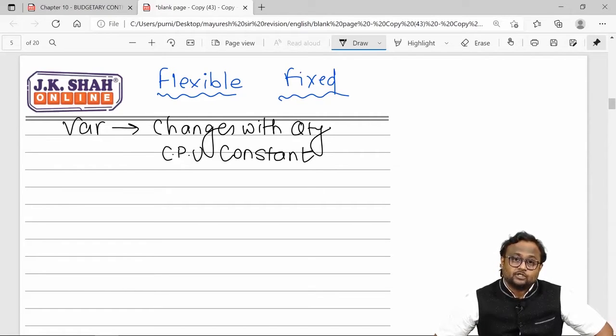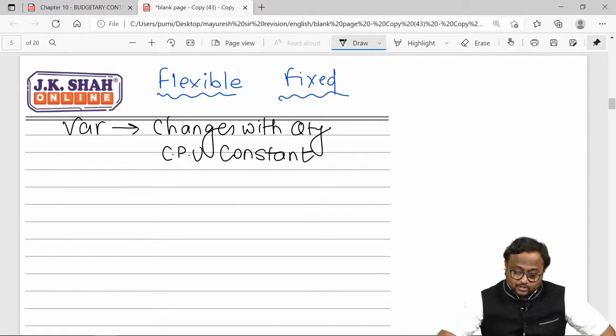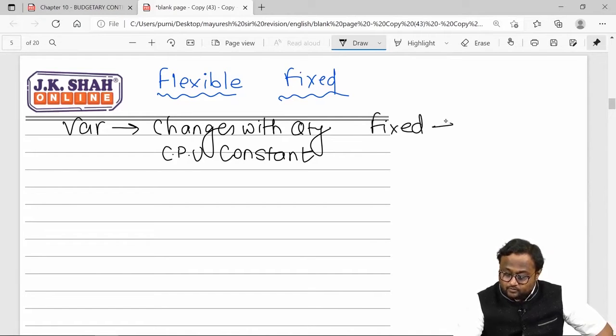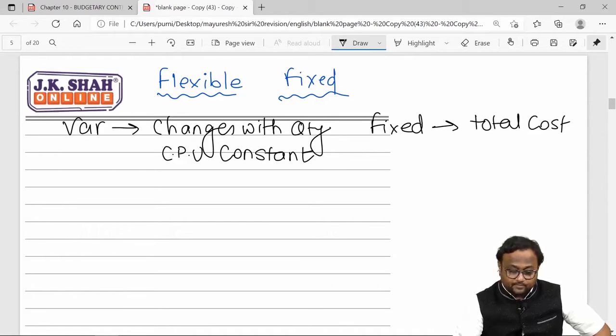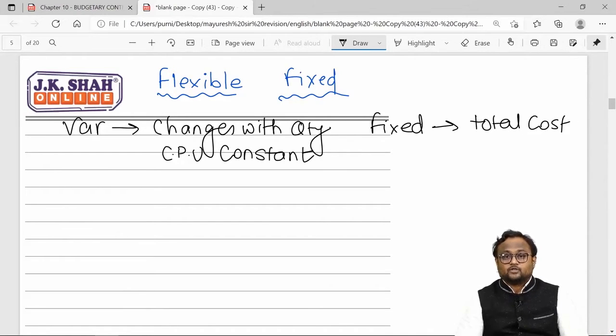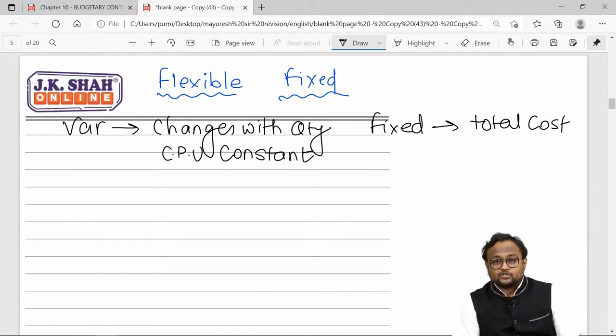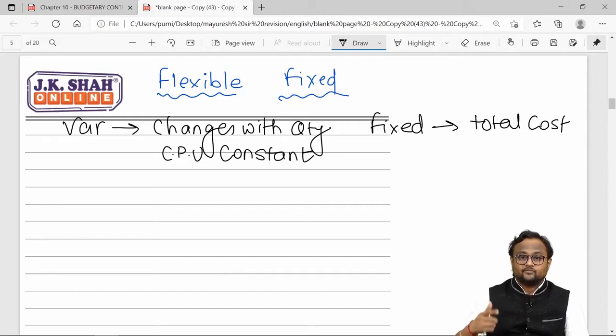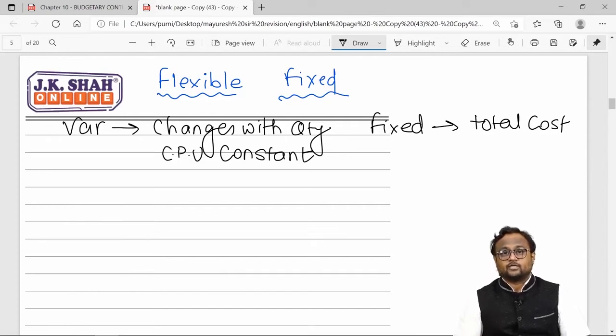So, if you're focusing on something which is constant, let me tell you, for fixed cost we'll have to focus on total cost. Because guys, fixed cost is a period cost. And what do you mean by a period cost? A period cost is a cost which is incurred after a specific period of time, irrespective of your level of activity, irrespective of quantity manufactured and sold by you.